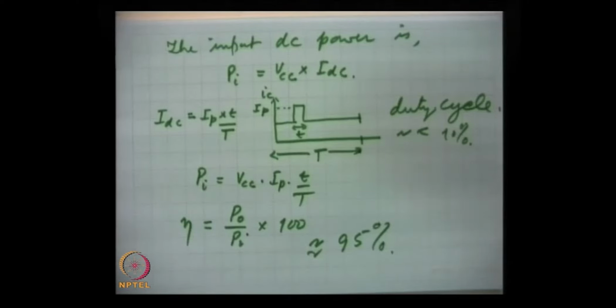Practical efficiencies are also around 90%. That means if we are supplying 1 kilowatt of DC power to a class C amplifier, 900 watts will be available as a sinusoidal AC, very high power.